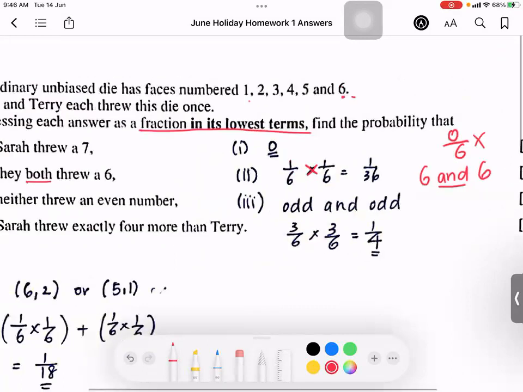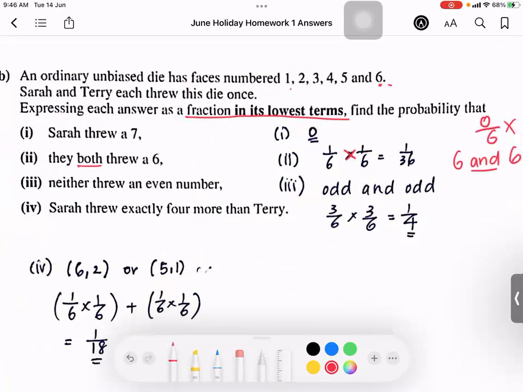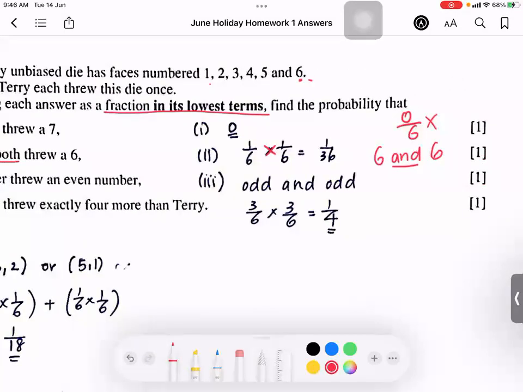Okay. Next one, neither threw an even number. This one you need to think a little bit. What do you mean by neither threw an even number? So Sarah never threw an even number. That means she must throw an odd number. Terry never threw an even number. That means Terry must also throw an odd number. So what's the only case? It must be odd and then odd.